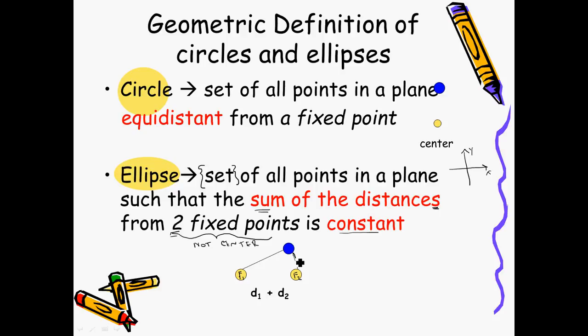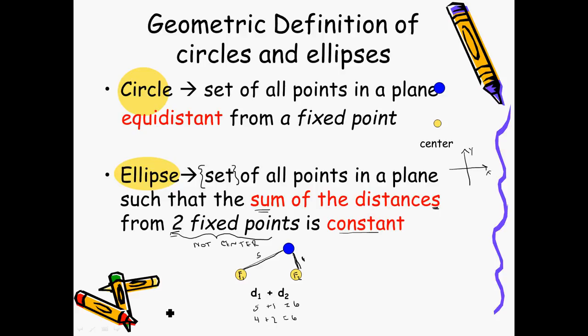So this is distance, let's pretend that's a 1. And let's pretend this distance is 5. What is 5 plus 1? The sum of the distances is 6. Now I need to find another point such that the distance isn't 5 and 1, but the sum is 6. For instance, I need 4 and 2. I need a point that is 4 units away from F1 and 2 units away from F2.